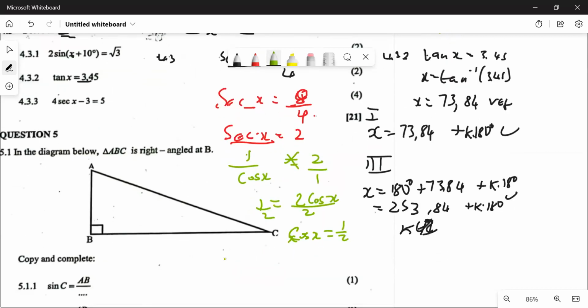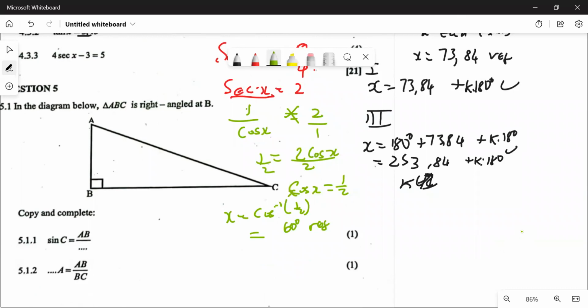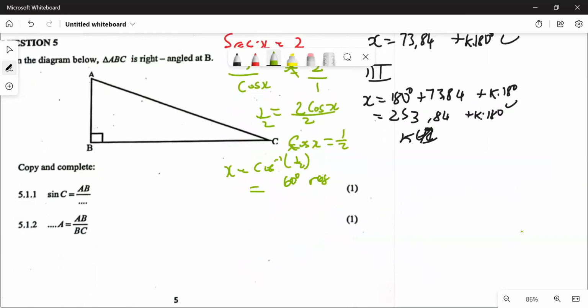And then from here you look for x. X is going to be given as the cos arc of 1 all over 2, which is 60. So this is going to be your reference angle again. After that, you look for where sec or cos is positive. Where cos is positive, sec is also going to be positive.